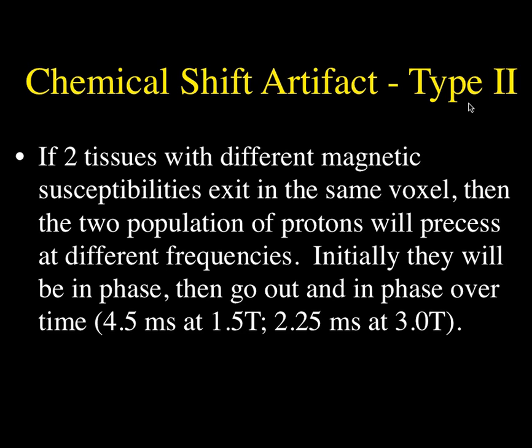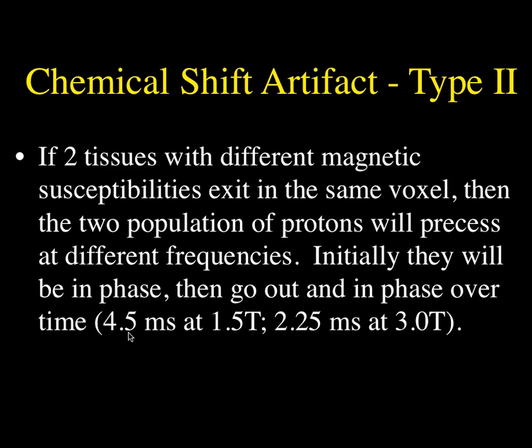Now, before we were talking about fat and water next to each other in different voxels, but now if they're in the same voxels, then the protons will precess at different frequencies. Initially, they'll be in phase, but then as time goes on, they'll go in and out of phase in what's called a beat frequency. So at 1.5 Tesla, they go in and out of phase every 4.5 milliseconds.